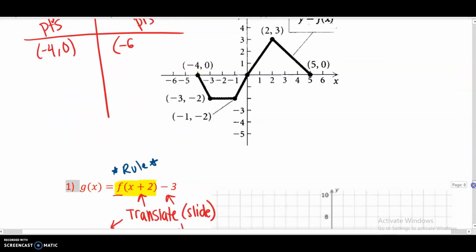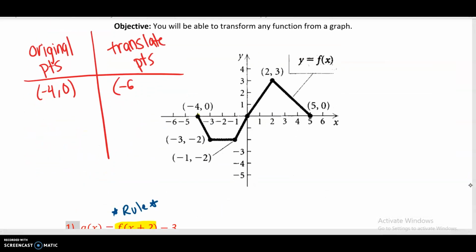Now I also want it to go down 3 units. So like I said before, 1, 2, 3. Our new point's going to be here with a y-coordinate of -3. That's how you would take the original point and translate it to its new location. We're again going to repeat this for every point on the graph. So if this point here is -3, -2, to go left 2 units, I'd be at -5. To go down 3 units, I'd be at -5.